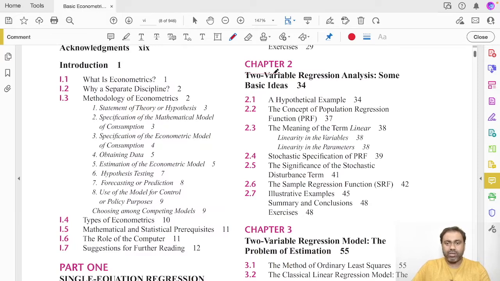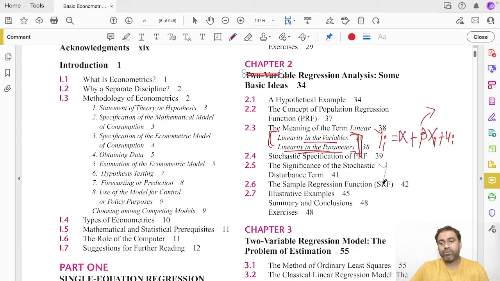Chapter two is important. You need to find out what some of the terms or concepts are, like linearity in variable and linearity in parameter. What are the two different concepts? If we write a regression equation, Yi equals alpha plus beta Xi plus ui, this is linearity in both variables and parameter.